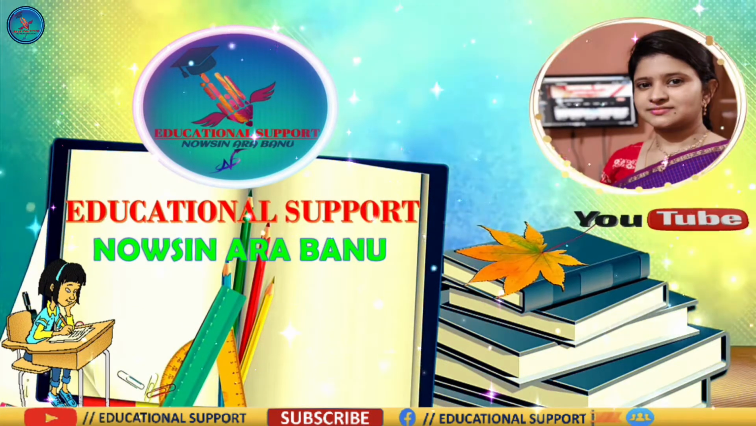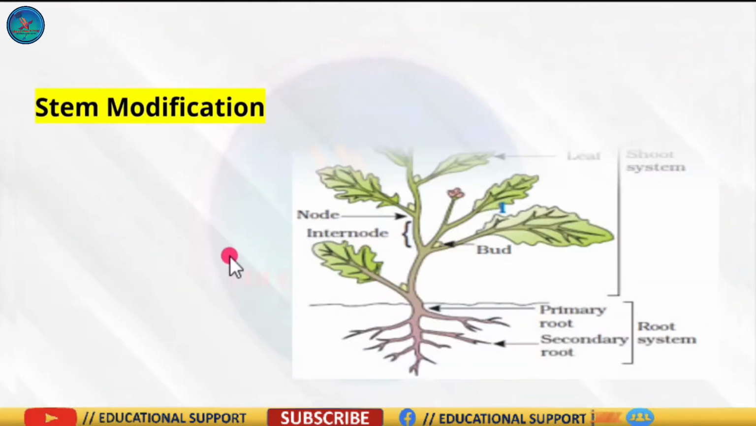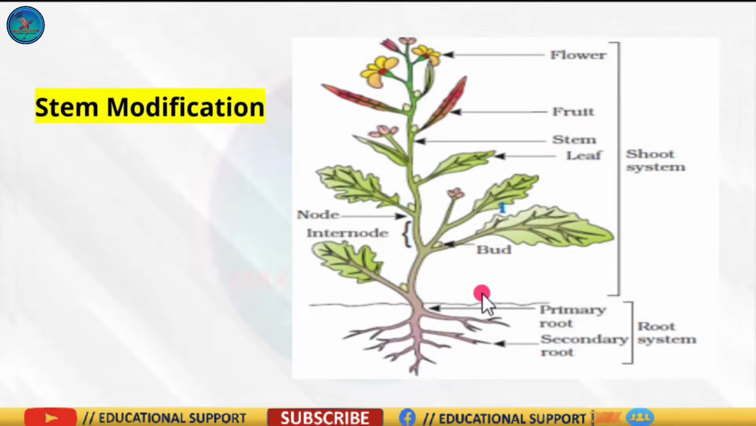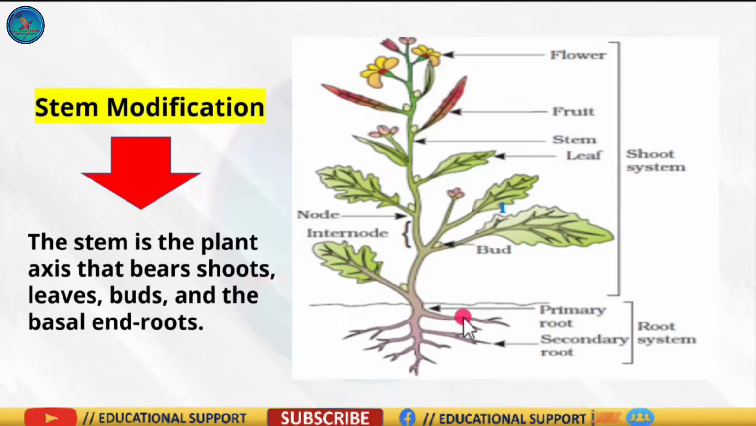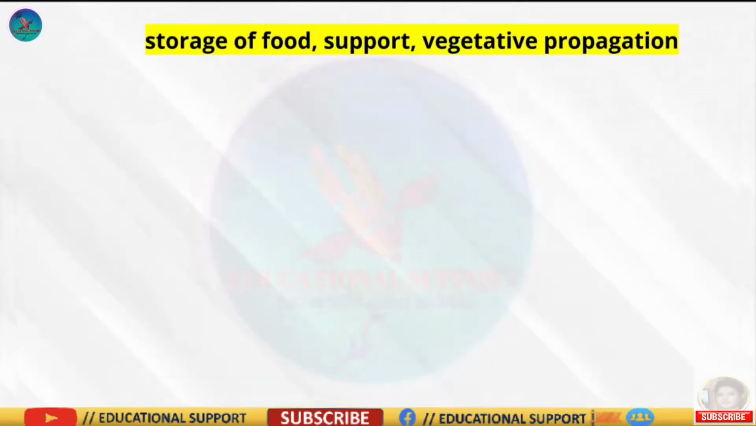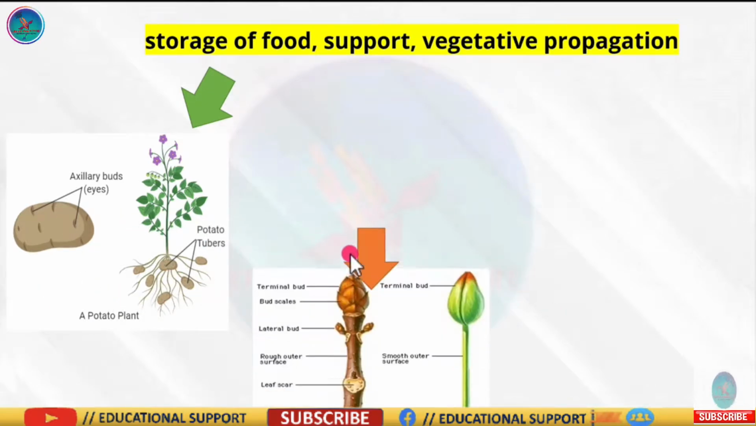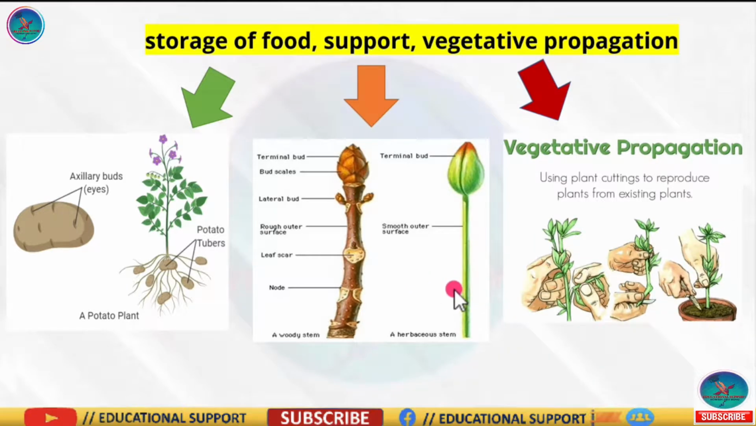So let's go. First is, what is stem modification? The stem is the plant axis. It conducts water, minerals and food to other parts of the plant body through various systems. In some plants, the stem is modified to perform other functions such as storage of food, support and vegetative propagation. These are simply known as modified stems and can be categorized into various classes. We will learn about each class with modified stem examples in this topic.